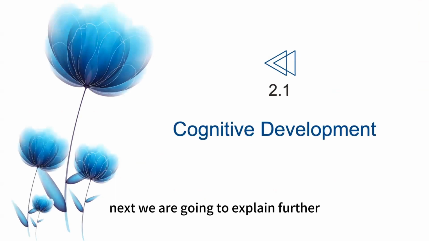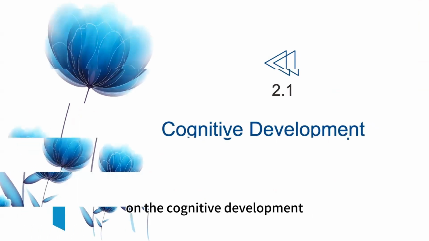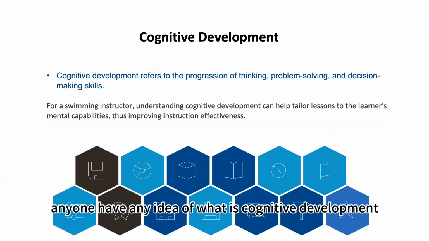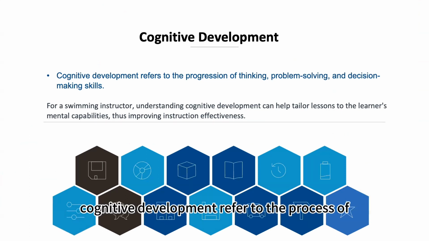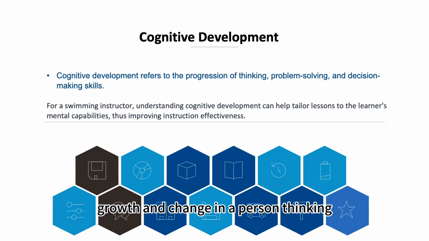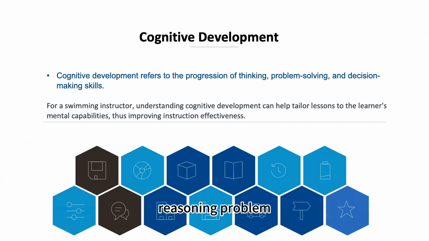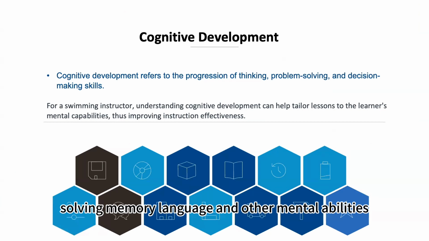Next, we are going to explain further the cognitive development. Anyone have any idea what cognitive development is? Or we call it intelligence. Cognitive development refers to the process of growth and change in a person's thinking, reasoning, problem solving, memory, language, and other mental abilities.